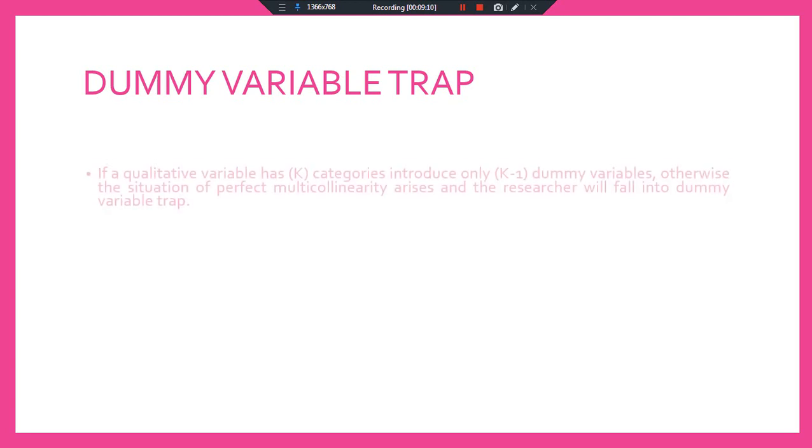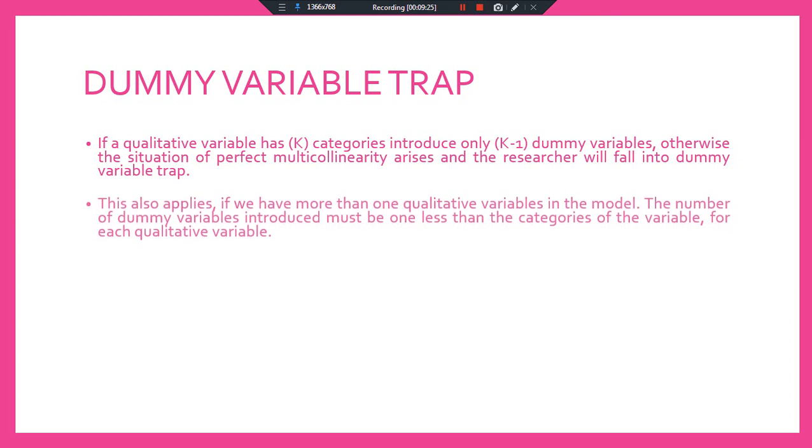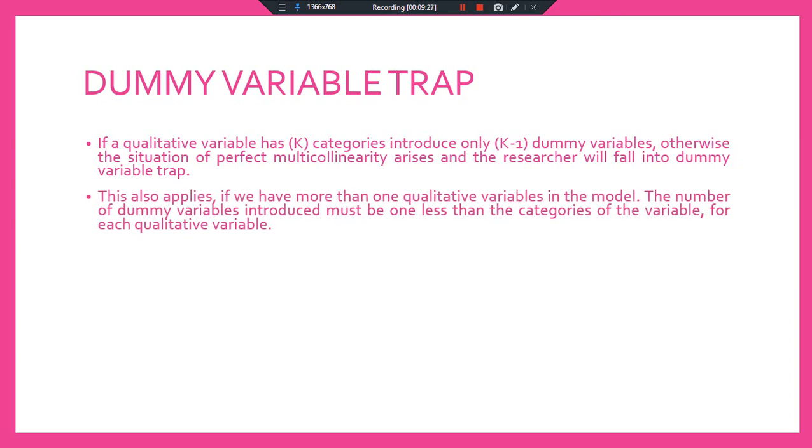Dummy variable trap. If a qualitative variable has k categories, introduce only k minus 1 dummy variables, otherwise the situation of perfect multicollinearity arises and the researcher will fall into the dummy variable trap. This also applies if we have more than one qualitative variable in the model. The number of dummy variables introduced must be one less than the number of categories of the variable for each qualitative variable.